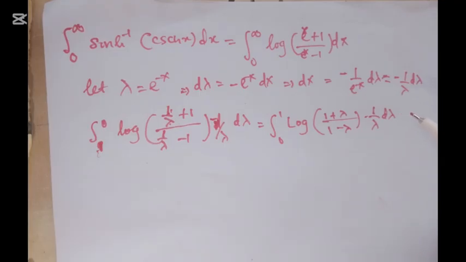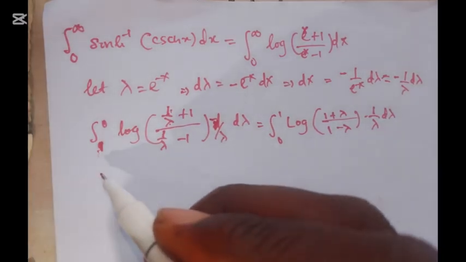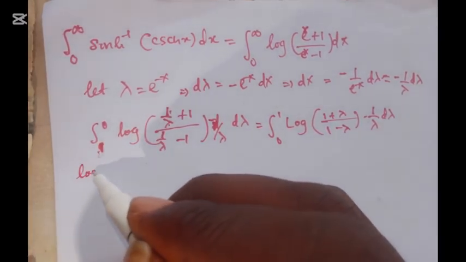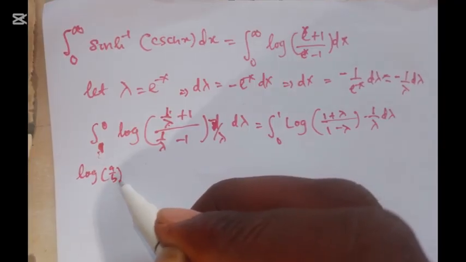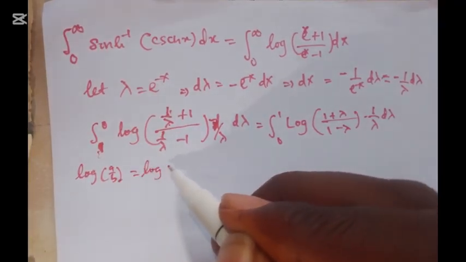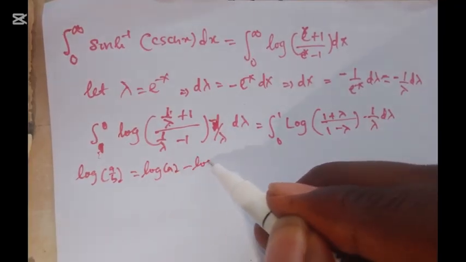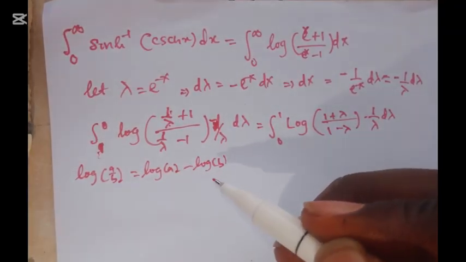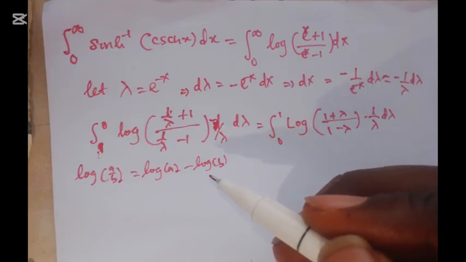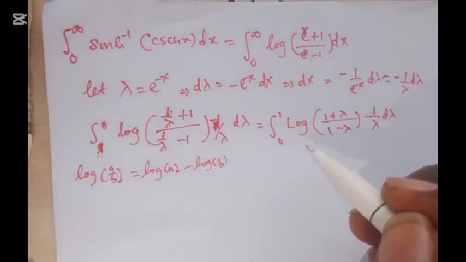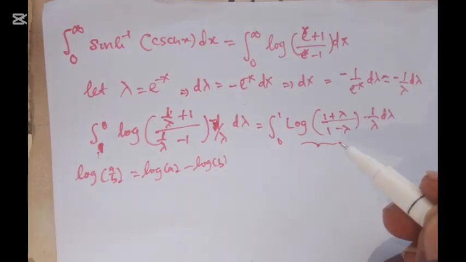So what are we going to do next? Now, this is what we are going to do next. Remember that if you have log a over b, this is equal to log a minus log b. Remember that. That's log a minus log b. So we're going to apply that rule in this particular integral.